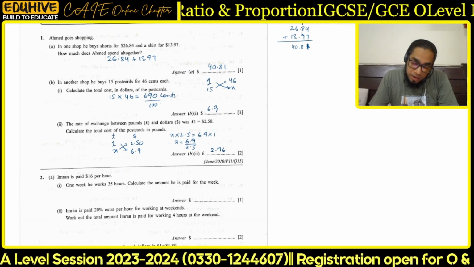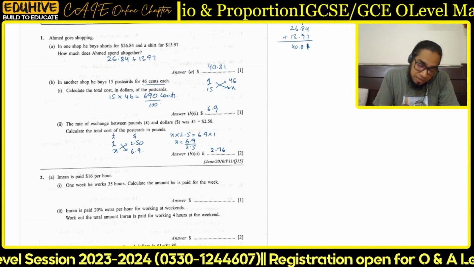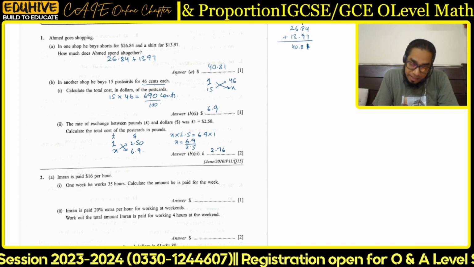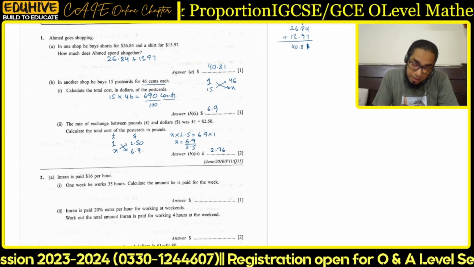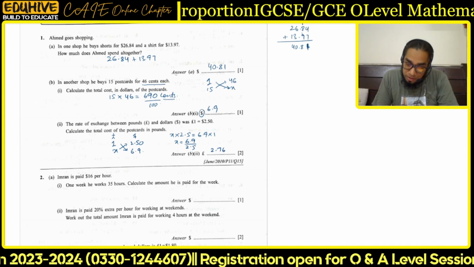Why divide by 100 in the first part? Actually, that was a cost in cents. And when I multiply this 15 by 46, I got 690 cents over here. And they were asking me the answer in dollars. So that's why I just divided by 100. Got it?